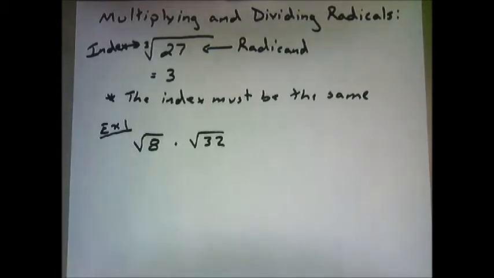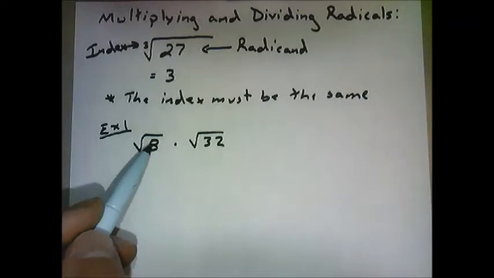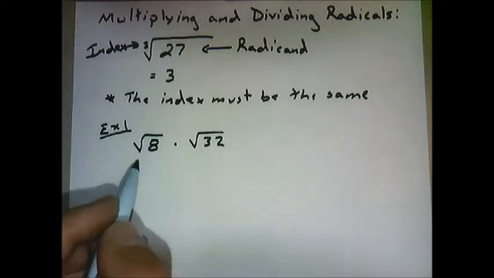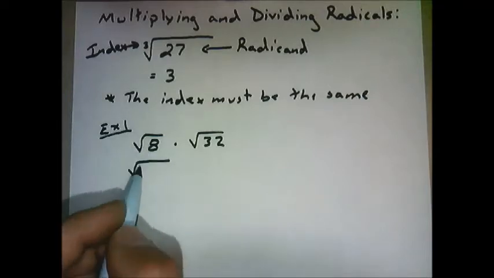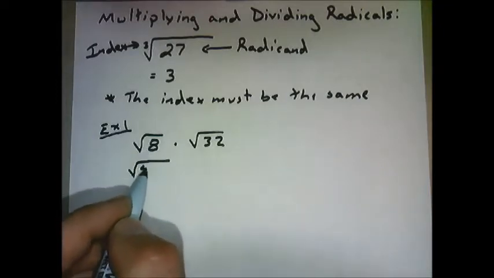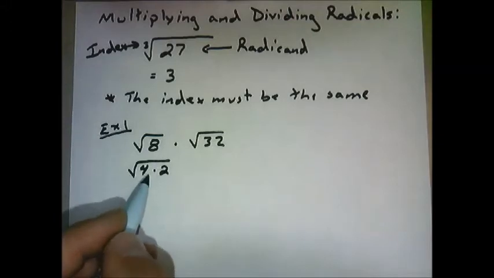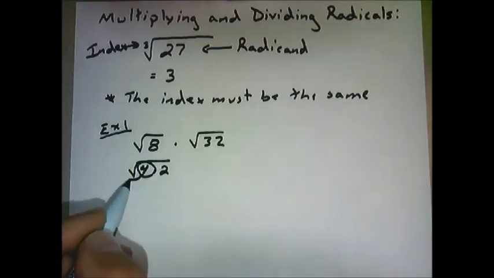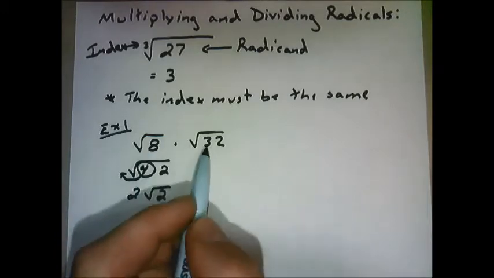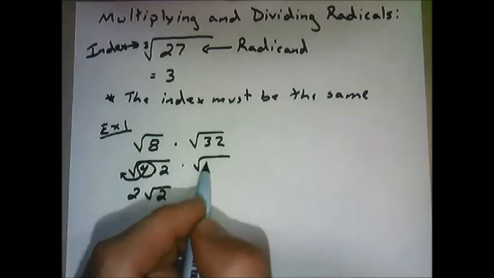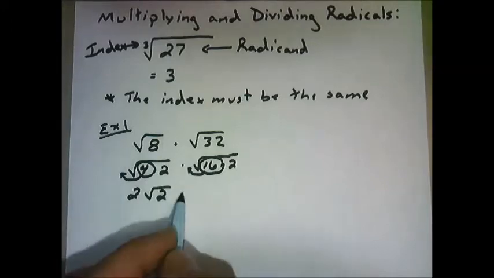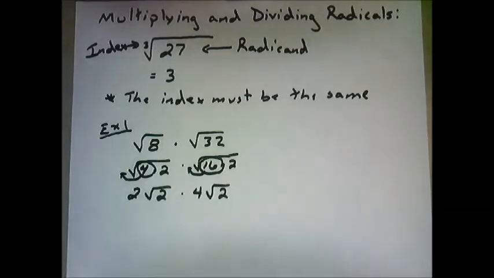What I like to do, it doesn't have to be done, but I like to reduce each of my radicals before I get started. That makes there smaller numbers to work with. So if I take the square root of 8, we can break down. Since our index is 2, we're looking for perfect squares that go into 8. So we have 4 times 2, 4 being our perfect square. The square root of 4 is going to come out as 2 square root of 2. The square root of 32 is going to be 16 times 2. 16 is our perfect square. That comes out, and we're going to end up with 4 square roots of 2.